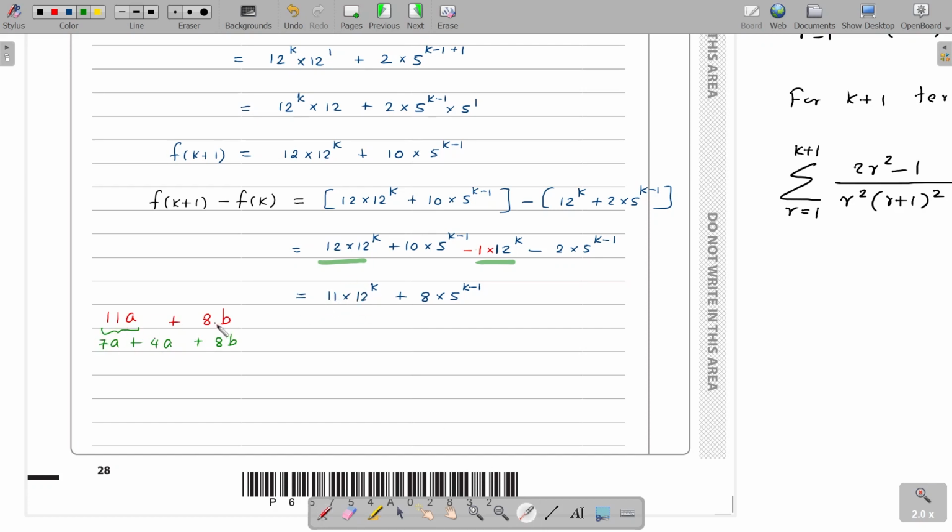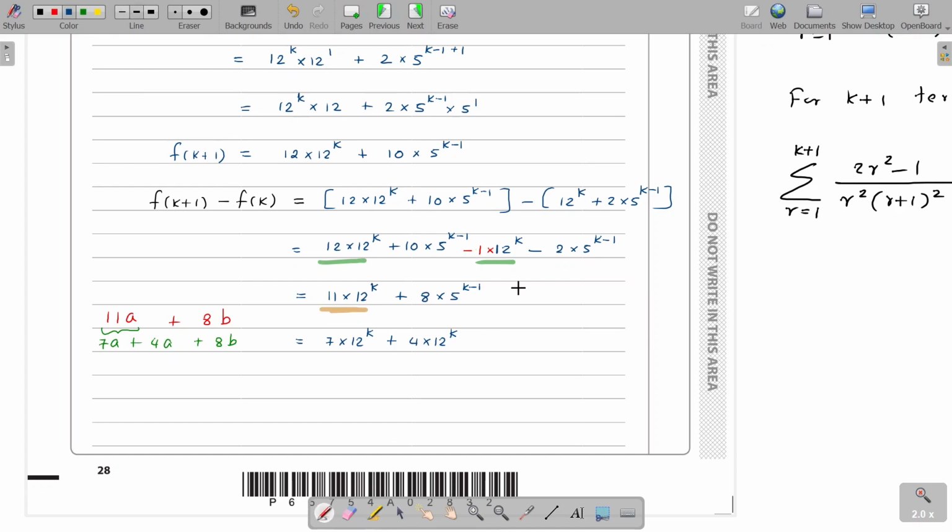So the 11, 12 to the power k is the a here. So 7 times 12 to the power k plus 4 times 12 to the power k. It's the same thing. I just broke this up. I'm splitting this. The other guy, we let it be there. 8 times 5 to the power k minus 1.